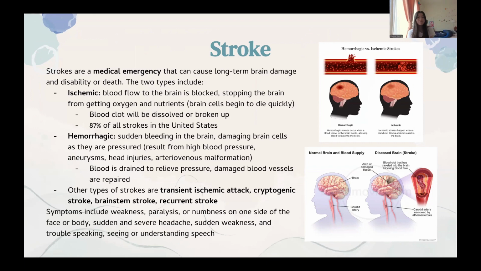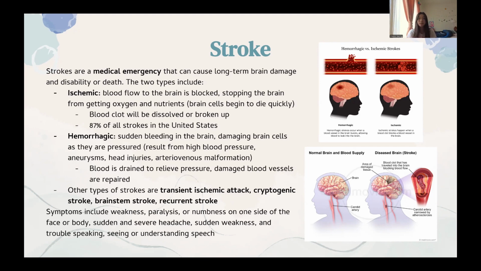Okay, and now we'll be going over strokes. Strokes are classified as a medical emergency that can cause long-term brain damage, and they can also result in disability or death. There are two main types: ischemic and hemorrhagic. Ischemic is when the blood flow to the brain is blocked, which stops the brain from getting oxygen and nutrients. When this happens, the brain cells begin to die very quickly. It can be treated, as a blood clot can be dissolved or broken up by certain types of medications. And 87% of all strokes in the United States are ischemic.